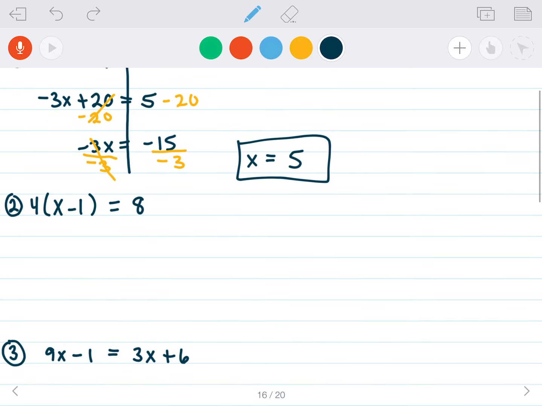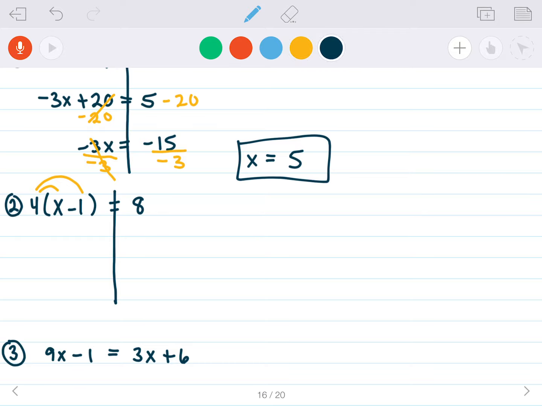Looking at number 2, let's draw a line through the equal sign. Now, number 2, I can make it look a little bit better. There's a couple different ways you can do this, but I always try to get rid of the parentheses first, right? Because it's easier to work with an equation without parentheses. And to do that, I have to use the distributive property. So I'm just going to rewrite this using the distributive property.